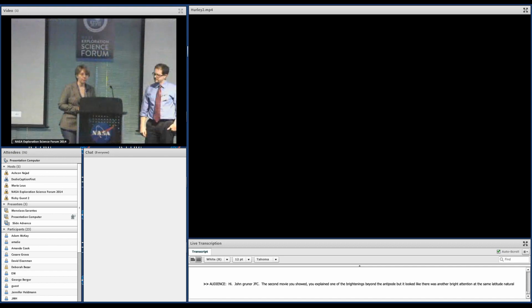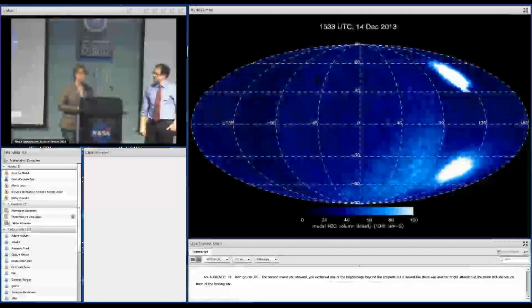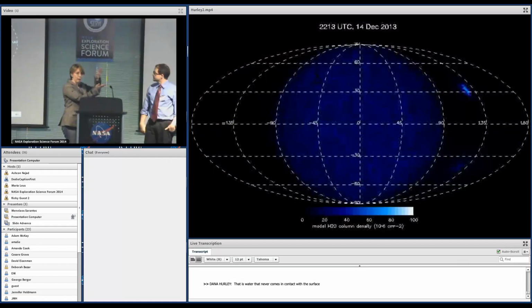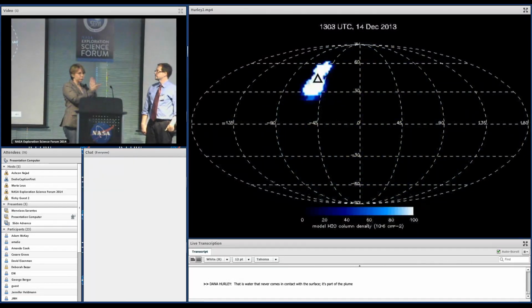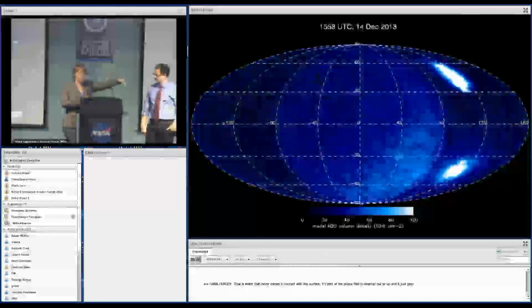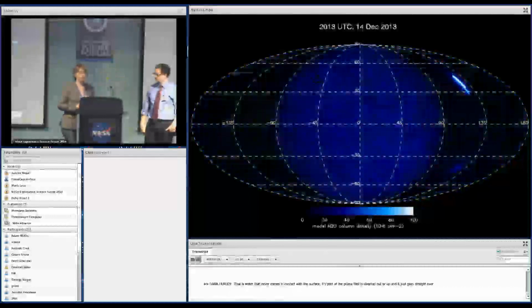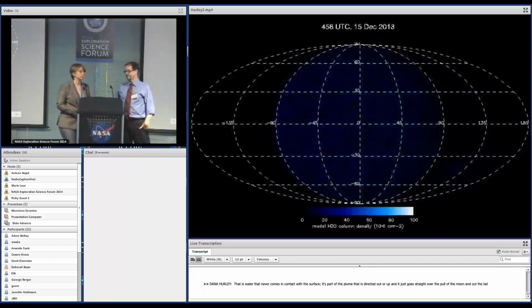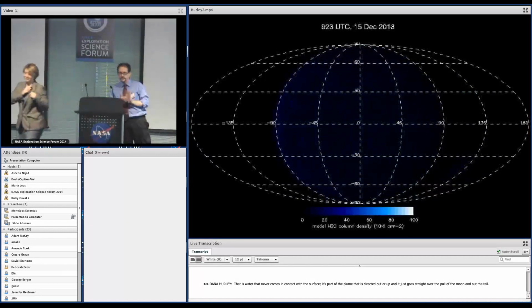That one is water that never comes in contact with the surface. It's the part of the plume that is directed out or up, and it just goes straight over the pole of the moon and out the tail. All right. Let's wrap it up here and move on. Sorry. Thank you.